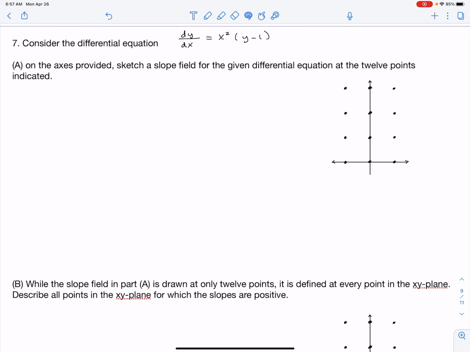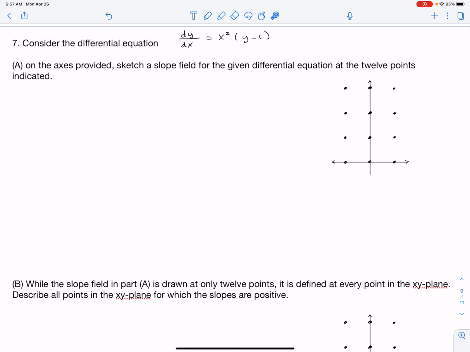Okay, we are going to look at problem number 7 from the free response review packet. So we're starting out with this one. This is a differential equation problem, right? They've given us this differential equation, and they're asking us to do different things with it. This is actually a pretty common problem too.